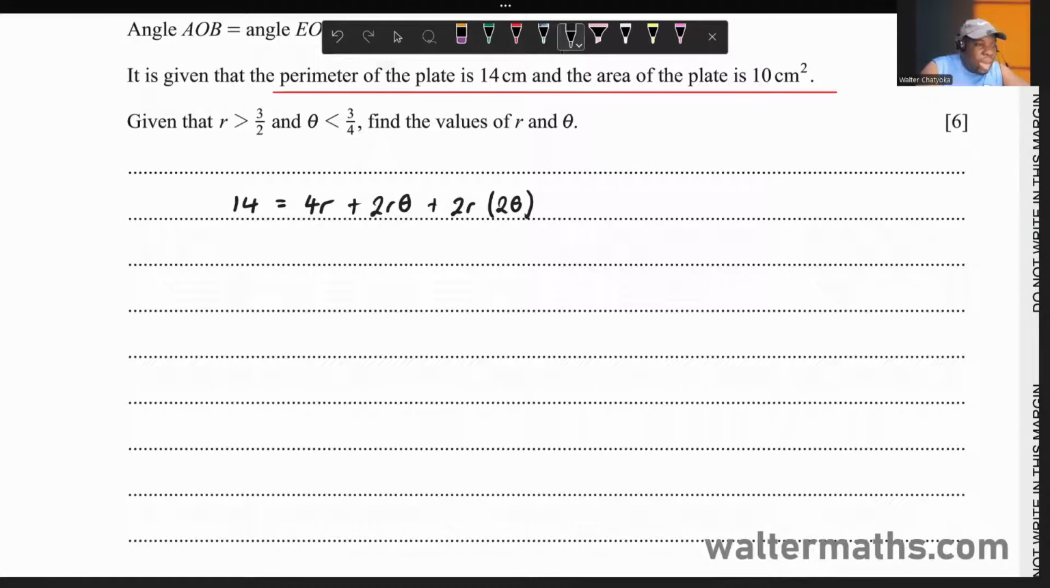All right, so 14 is equal to 4r plus 6r theta. We can factor out 2r to get 2 plus 3 theta, and that's equal to 14. We can divide both sides by 2, so 7 is equal to r of 2 plus 3 theta. Let's call this equation 1 for now.